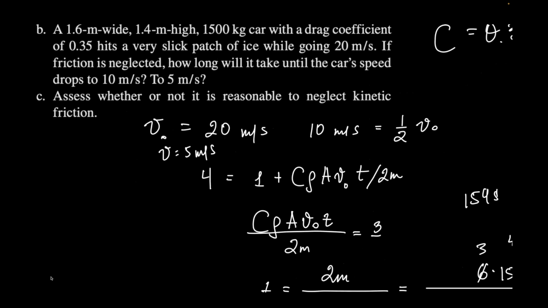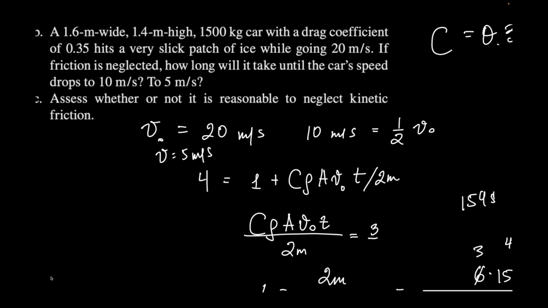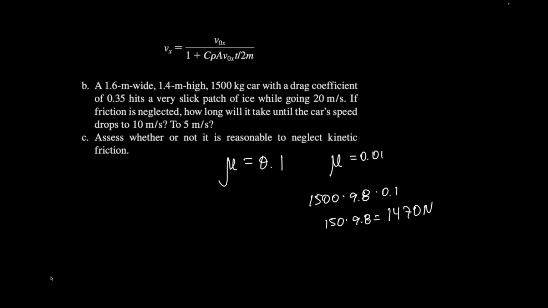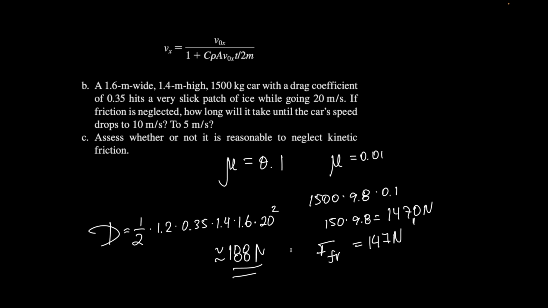And finally, C. Assess whether or not it is reasonable to neglect kinetic friction. If mu is 0.01 even, that would be 147. So the force of friction, 147 newtons, let's say that. Then what is our drag? They are in the same weight category, so we cannot really disregard the force of friction, even if it's teeny tiny, because it's very comparable to the force of drag. So the answer is no.